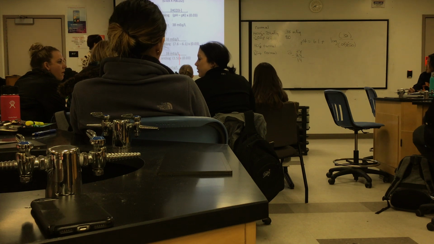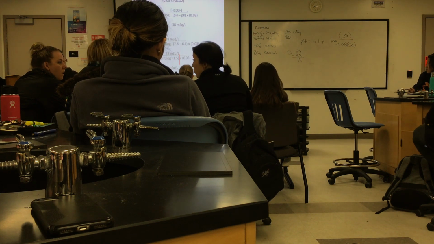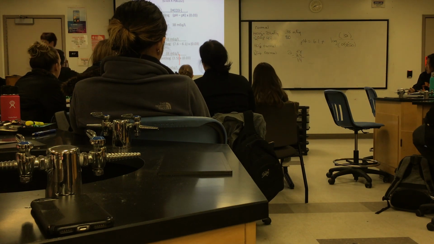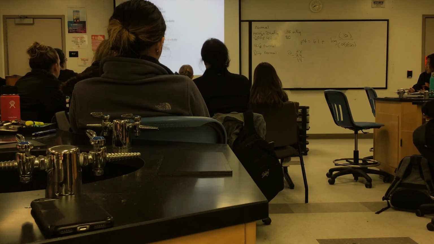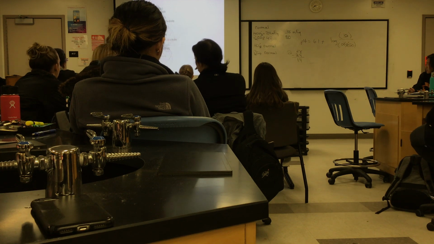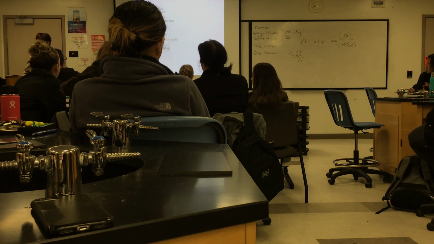So antilog of 1.5 is 31.6, we multiply that by 0.03. We take 38 divided by 0.93. And we get 40.